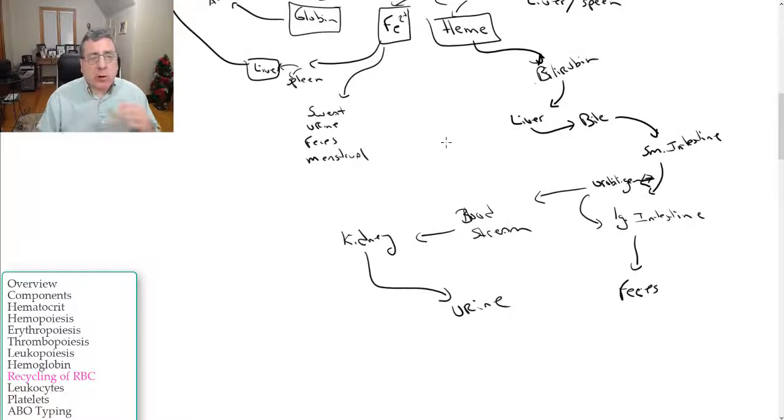Gets converted to urobilinogen. Urobilinogen can go a couple different directions. It stays within the intestinal tract, gets converted one more time in the large intestine, and excreted or expelled in the feces. The other direction, urobilinogen can be reabsorbed into your bloodstream, gets carried to the kidneys, and then excreted in the urine. That's a nice little, really quick way at looking at this.